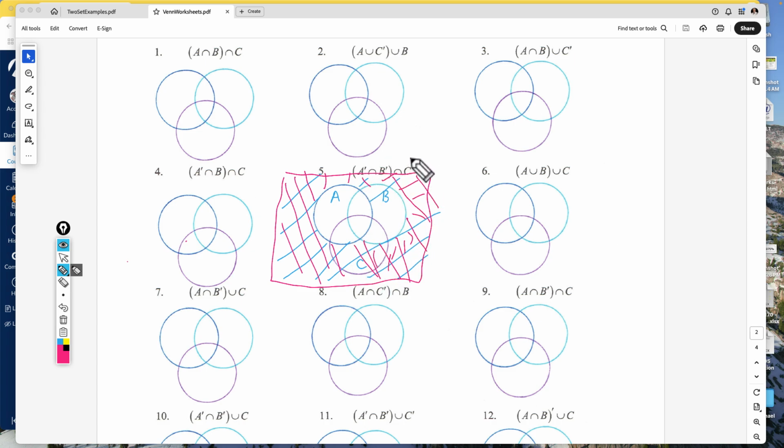And then the last thing says intersecting with C. So when we're done, we lose all this stuff on the outside. It would just be this part here. Then I could come back and erase. None of that stuff.